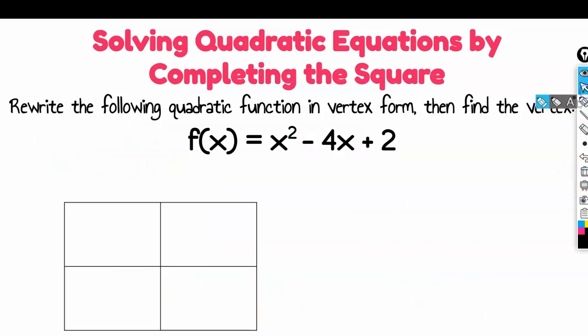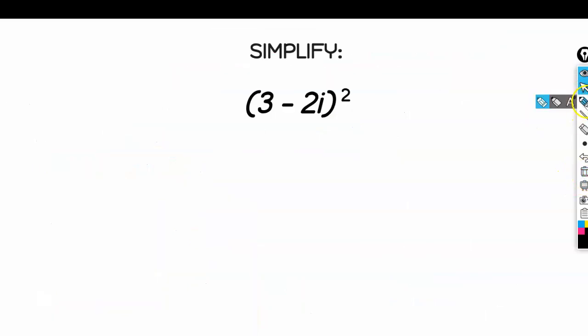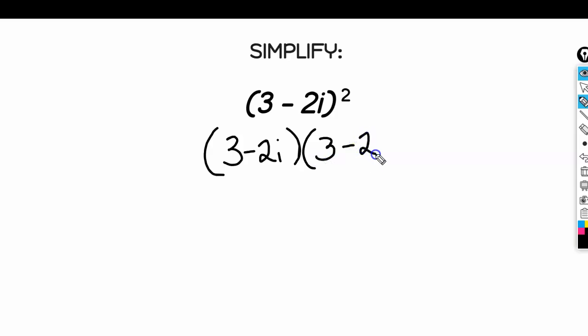Moving on. Simplify. When we have i, we have an imaginary number, and Desmos does not deal with imaginary numbers. So when I'm doing this sort of problem, 3 minus 2i squared means that I'm doing 3 minus 2i times 3 minus 2i. So whenever you see the squared, that's when you have to remember to multiply by itself.